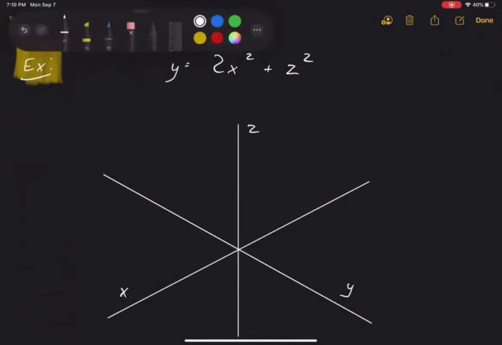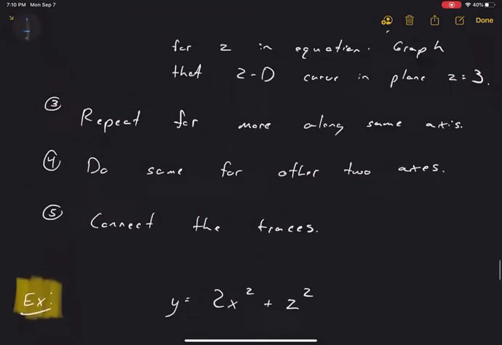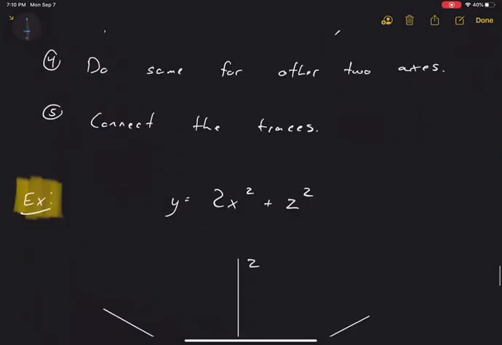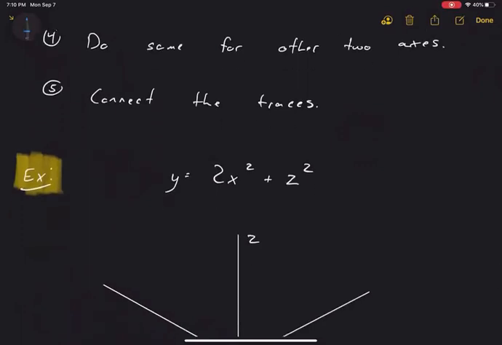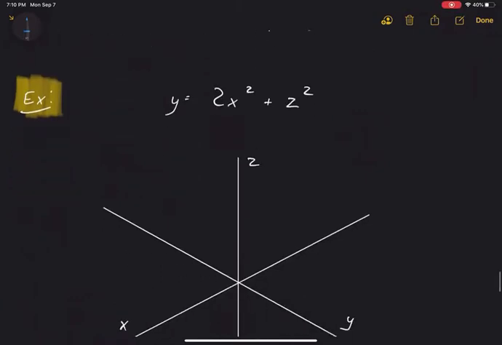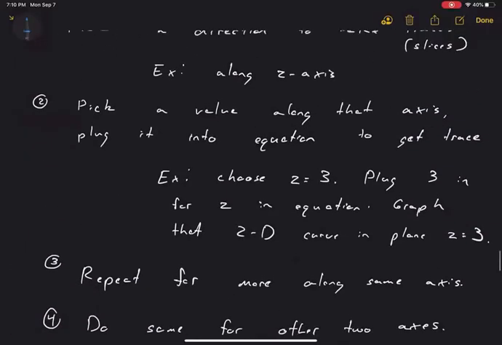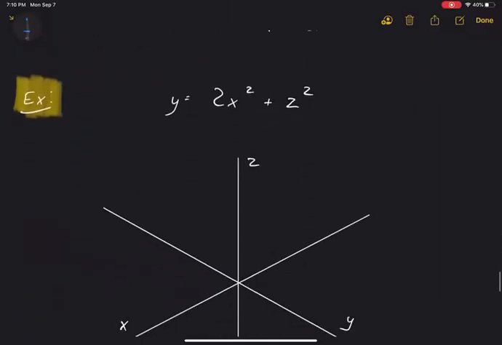So let's pick a color. How about blue? Okay, so what was my step 1? I'm going to pick a direction to take my traces along. I've got y equals 2x squared plus z squared. Let's start by moving along the z-axis. Step 2 is picking a value along the z-axis. I usually start by picking z equals 0.